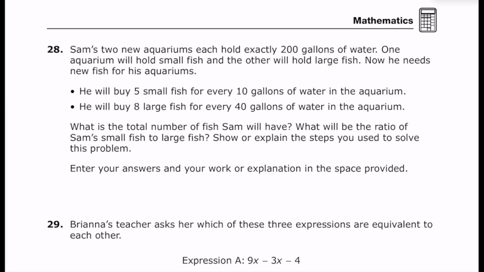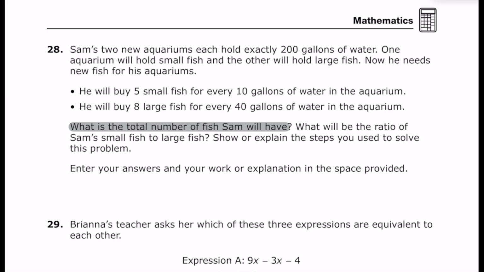It says, what's the total number of fish that Sam will have? What will be the ratio of Sam's small fish to large fish? Show or explain the steps you use to solve this problem. Enter your answers and your work and explanation in space provided. I'll do the best I can with the space we have here, but I'll try to kind of reason through it a bit too, and you can practice typing it out as well.